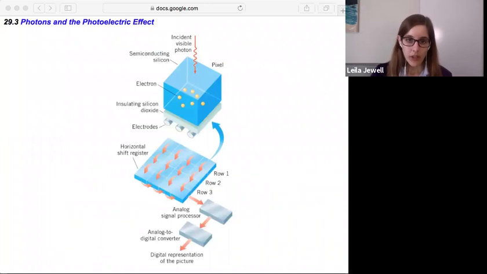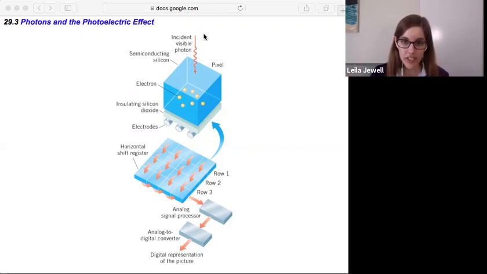Now, why do we care about these things? Well, one really cool application of the photoelectric effect is a CCD, charge coupled device. If you're like me, you don't know what that is just from that name, but it's what's used in digital cameras. It's how a digital camera can record an image in the absence of film.